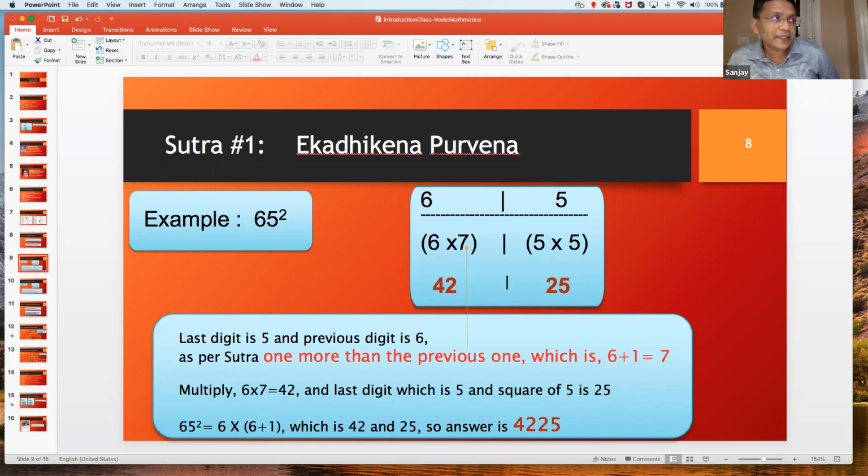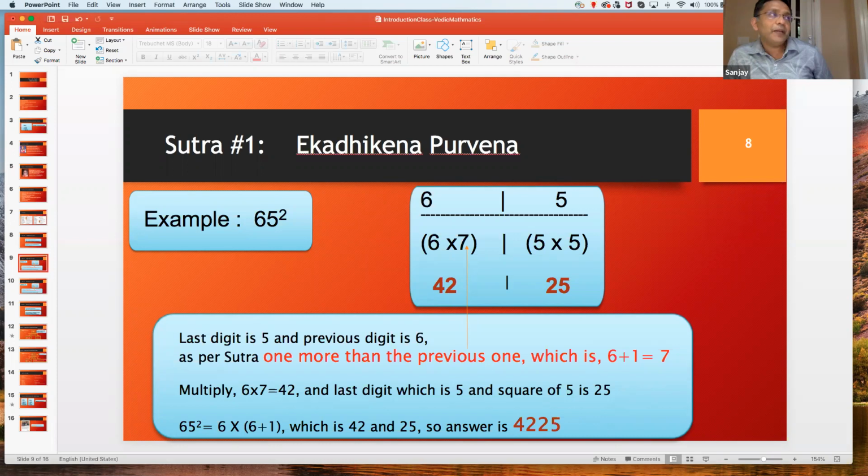Anyway, I won't get into the details of why this sutra and not others, but at the high level, the first part of the answer is one more, which is 6 times 7. So if it is 6, one more than 6 is 7. So you simply multiply 6 times 7 to get the left part of the answer, which is 42. And to get the right side is 5 times 5. So you get 25, right? So the answer is 4225.